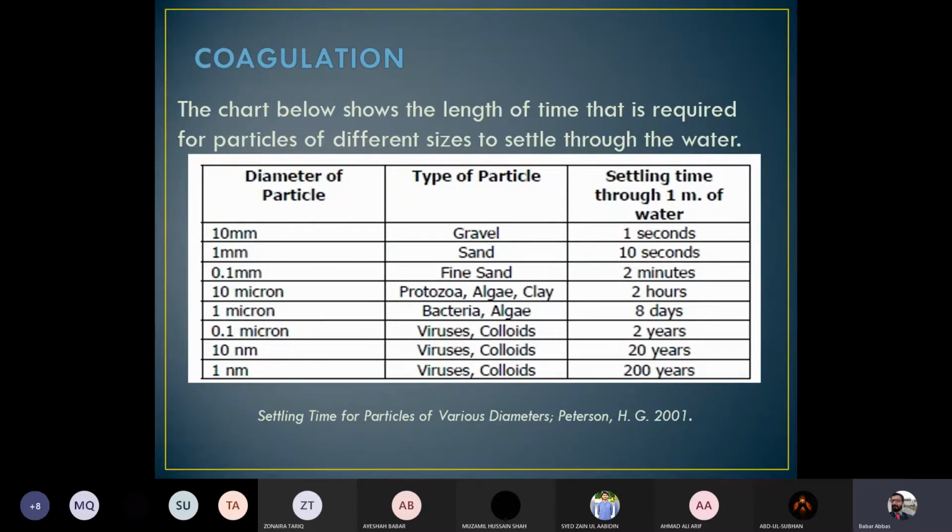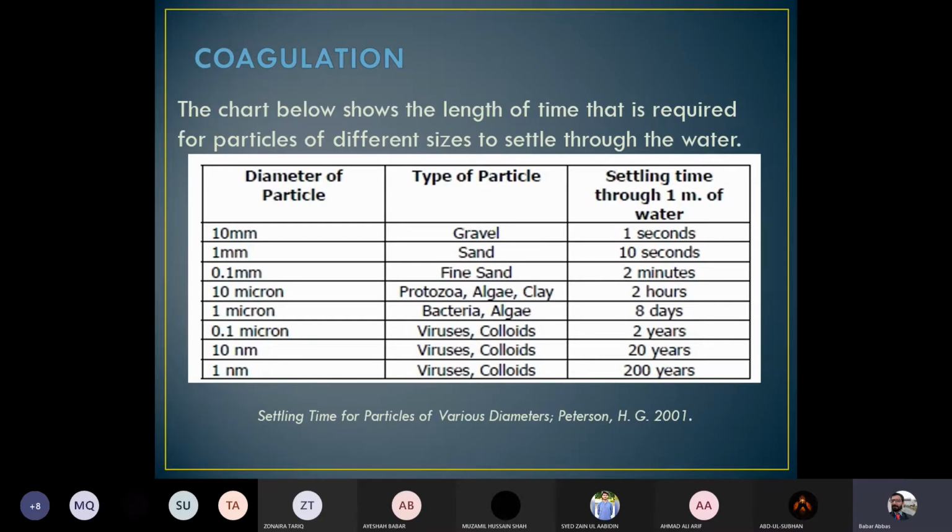Similarly, if we have viruses and colloids of less than a micron, that is 0.1 micron, these may take 2 years to settle the same 1 meter distance. And if we have viruses or colloids in the nanometer category, those may take 200 years to settle 1 meter. And the depth of our settling tanks in water treatment is more than 1 to 2 meters.